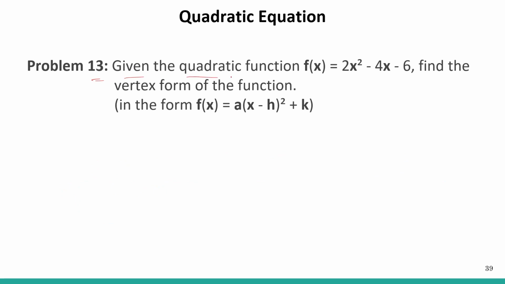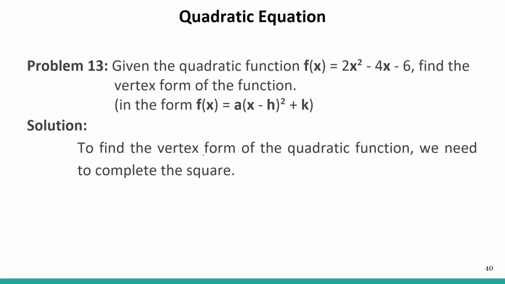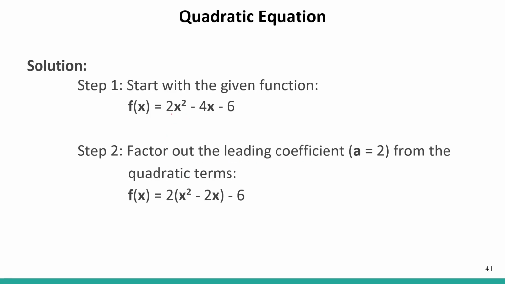So problem number 13. Given the quadratic function f(x) = 2x² - 4x - 6, find the vertex from the function. To find the vertex from the quadratic function, we need to complete the square. So this is equal to 2x² minus 2 into 2x into 1, I can write, plus 1 squared minus 1 squared minus 6 is equal to 0.